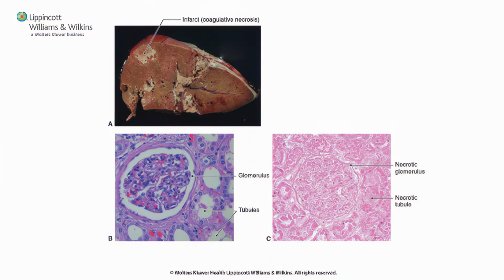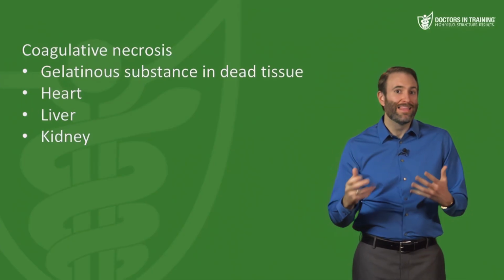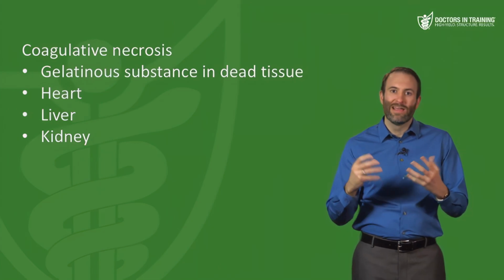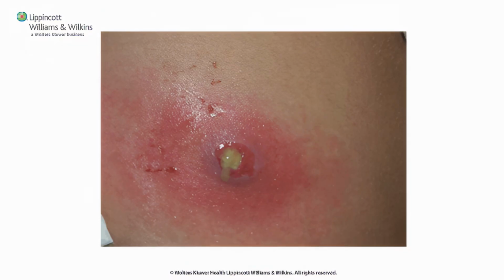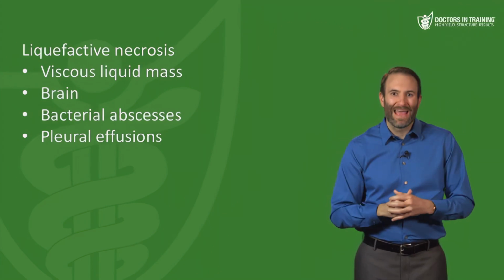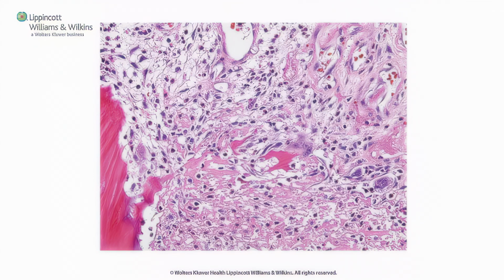So the first one is coagulative, and coagulative is characterized as kind of a gelatinous substance in dead tissue, and it occurs in the heart, in the liver, and the kidney, and it occurs in low oxygen environments, so maybe after an infarction. Next, we have liquefactive. So this is a viscous liquid mass that occurs more in the brain and very commonly in bacterial abscesses and pleural effusions. Infections cause an inflammatory response that is going to lead to this type of reaction.